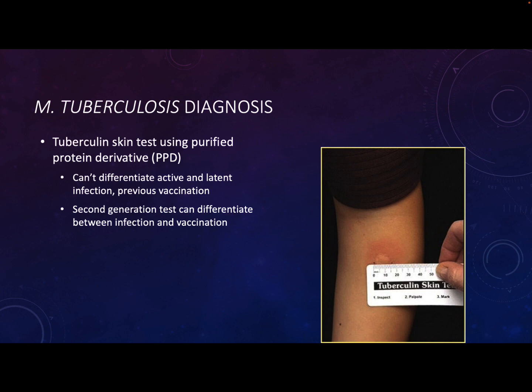And then you're supposed to come back in 48 to 72 hours for them to read your results. And the way they read your results is literally with a ruler. They're looking for how swollen you are from the site of an injection. And what that tells them is if it's big and swollen, you had an immune response to that protein. You had memory of seeing tuberculosis before. That's all it tells you. At some point, you were exposed to something related to tuberculosis.